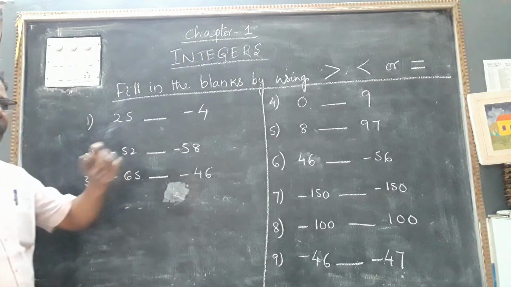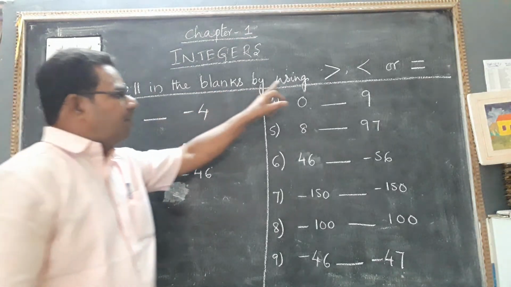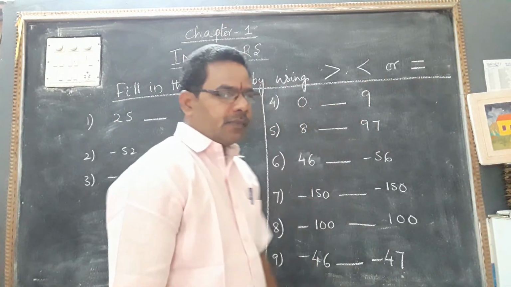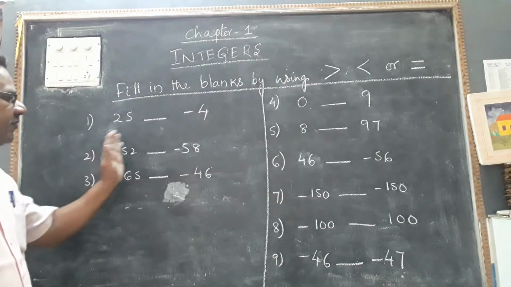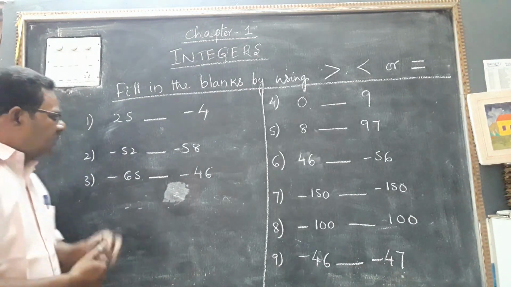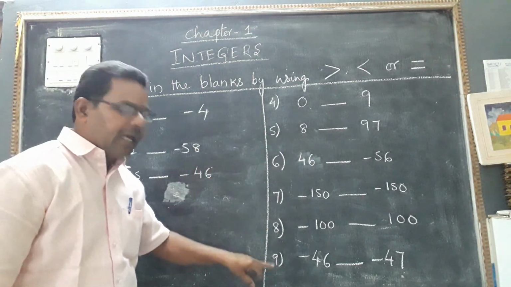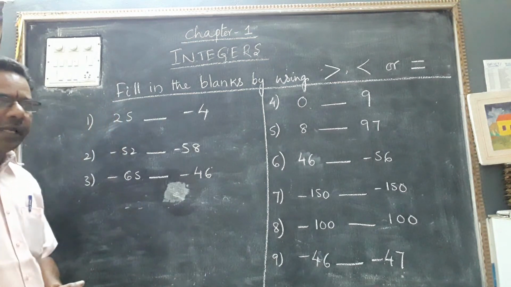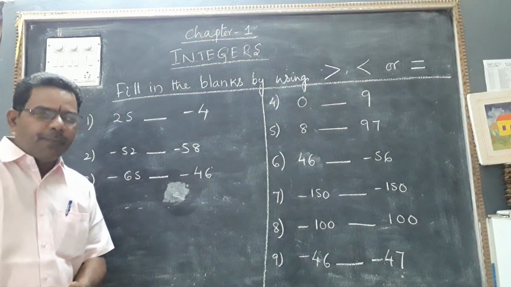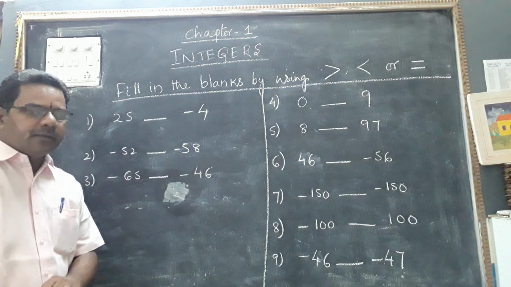See children, now this is the worksheet for you. You have to fill in the blanks by using the greater than, less than or equality symbol. So you have to compare the given two numbers, which one is bigger and which one is smaller, or whether both are equal. Here I have given you 1, 2, 3, 4, 5, 6, 7, 8, 9. So for these 9, you have to pause the video for 2 minutes. You have to note down on your sheet of paper and write the answers in the blanks. Okay? Please note down.